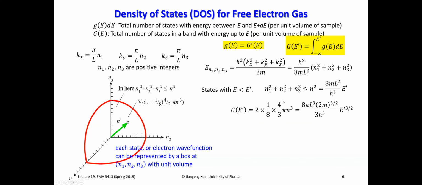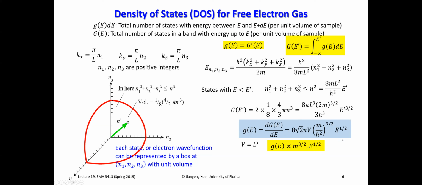Okay, so with that, you can look at the total number of states, which is given by the volume of that little sphere. But understand that since all the quantum numbers are positive, we can only take 1/8 of the volume, and this 2 is just the spin degeneracy, the spin up and spin down states. So you get the total number of states, and if you take the derivative with respect to energy, you get the density of states. The important thing that you learn here is that the density of states scales with the mass to the power of 3/2, and also scales with energy to the power of 1/2.